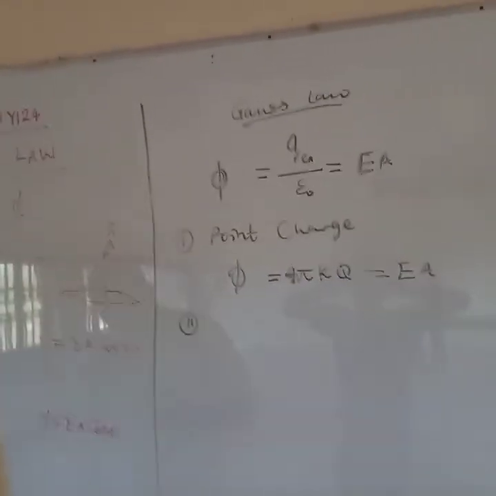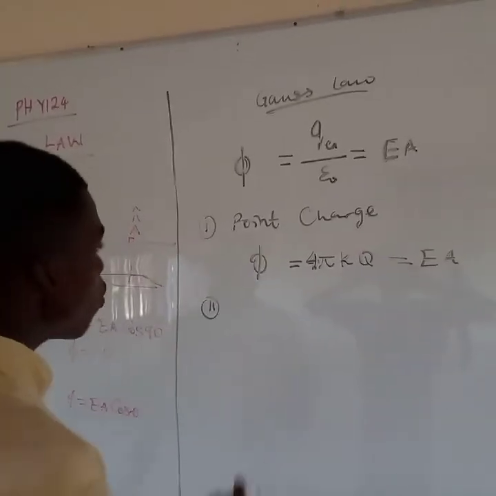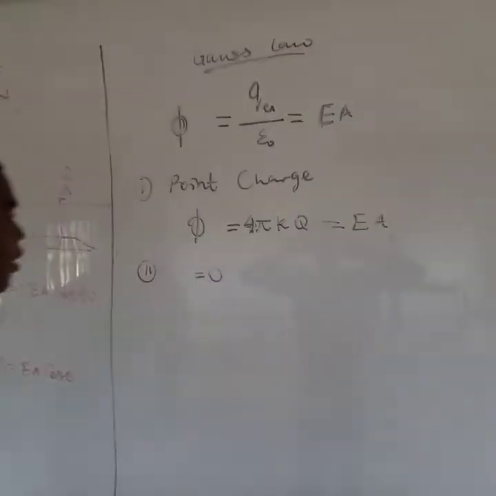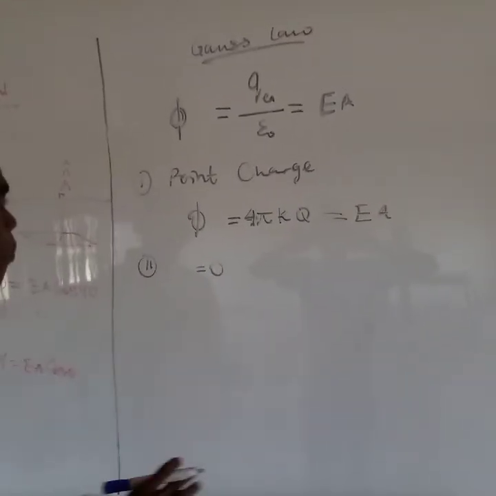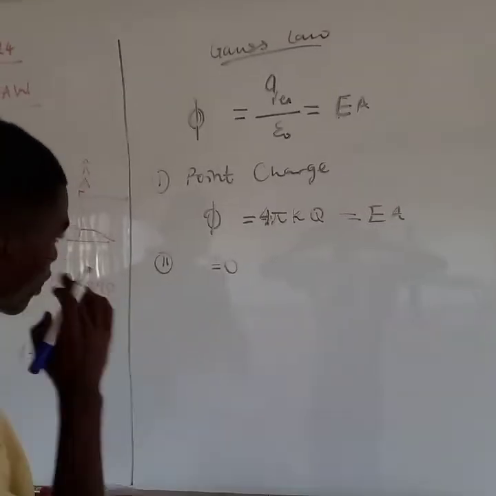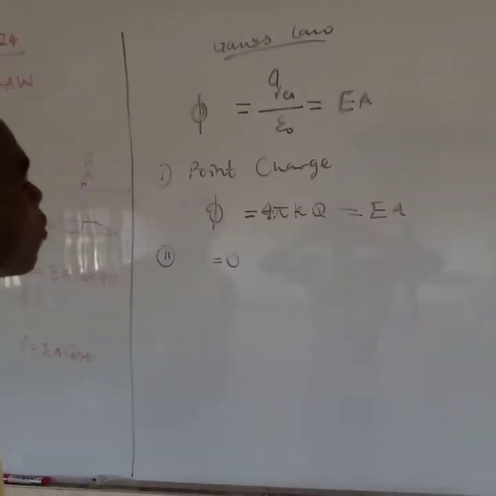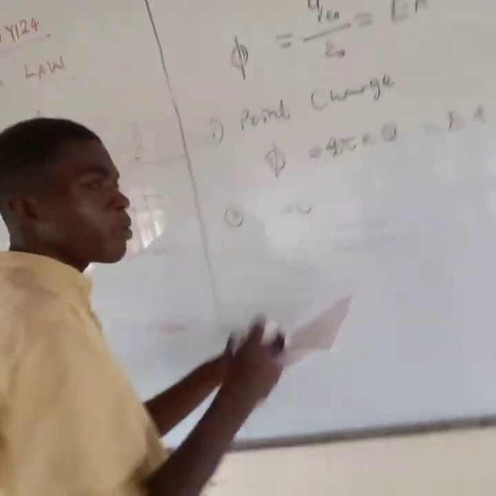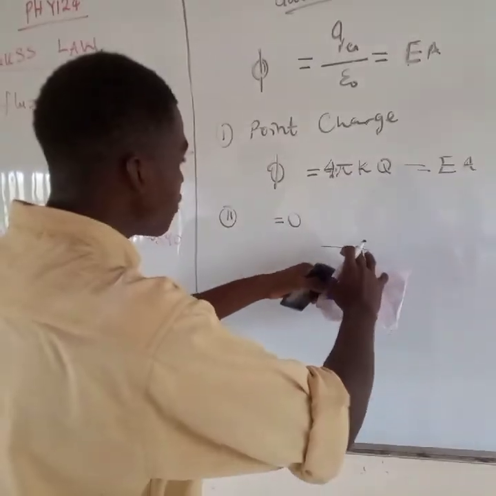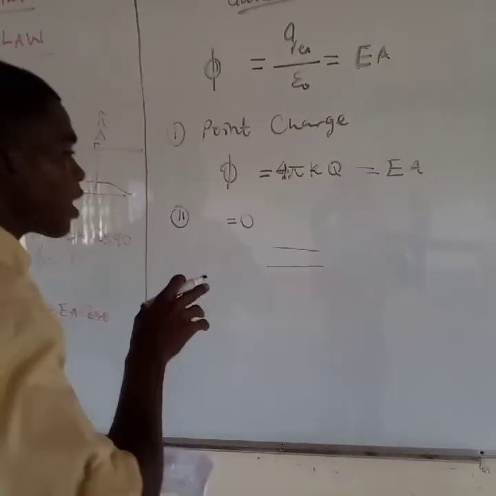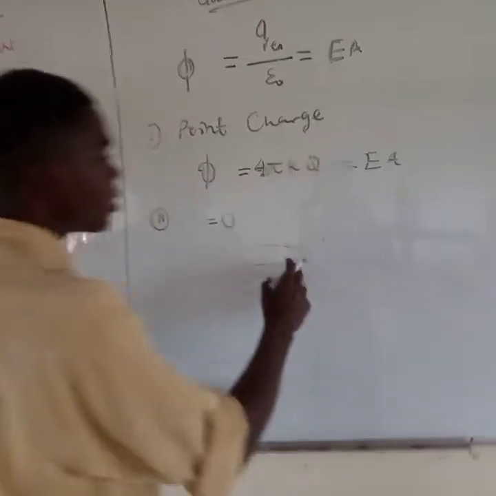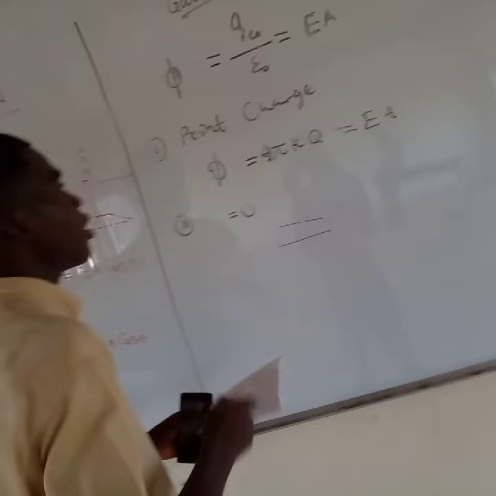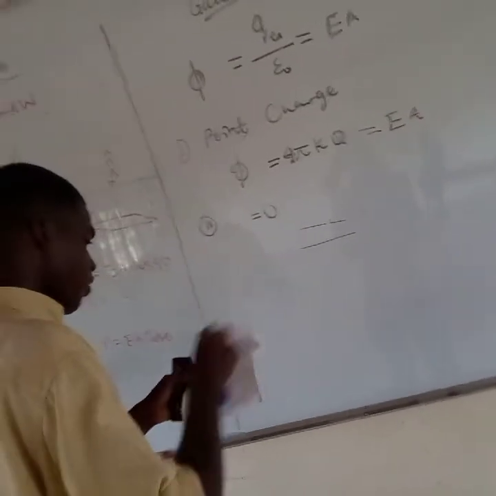Number 2, Gauss law through a Gaussian surface is equal to 0. Electric flux through a Gaussian surface is equal to 0. Why is it equal to 0? Because the surface is not enclosing any charge. There must be charge enclosed by the surface. If the surface is not enclosing any charge, it means that the charge passing through the surface must be equal to the charge leaving the surface. So there is no charge contained in that surface, so it will be equal to 0.